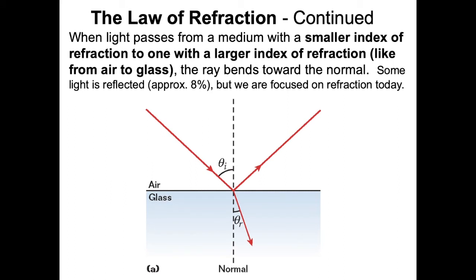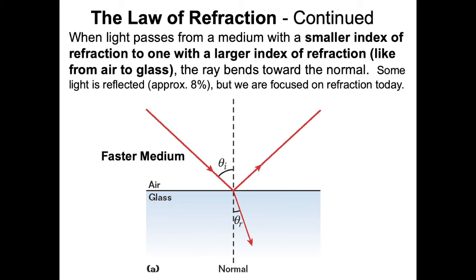When light is passing from a medium with a smaller index of refraction to one that's larger, let's say you're moving from air to glass, the ray is going to start to bend towards the normal. Now, some of the light is going to be reflected off. We're not going to focus on that. We're really just focused on the refraction.